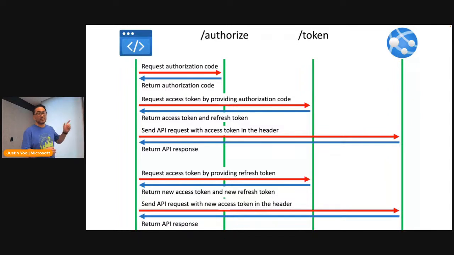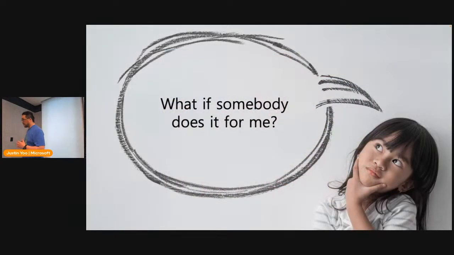But it's too complicated, right? All you need is to get the access token. But in order to get the access token, you have to do everything by yourself. You have to implement this OAuth authentication workflow in your API. That's too complicated. So there was a demand: if somebody does it for me, would you buy it?